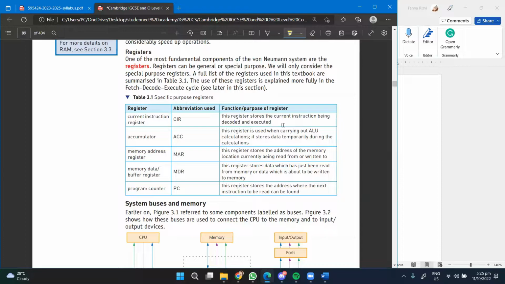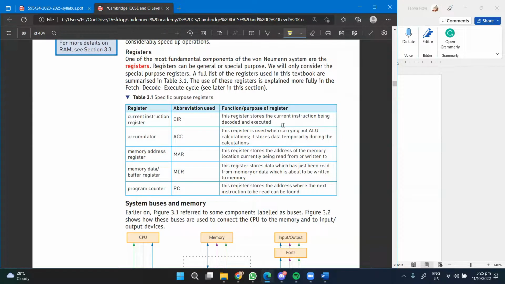Right, and then there's a memory data register or memory buffer register. You could use either word, but normally the abbreviation you use is MDR, so it's better to stick with that. This register stores data which has just been read from memory or data which is about to be written to memory. So whatever address you were looking at in the memory address register, you're going to be looking at data of that specific address. It's as simple as that.